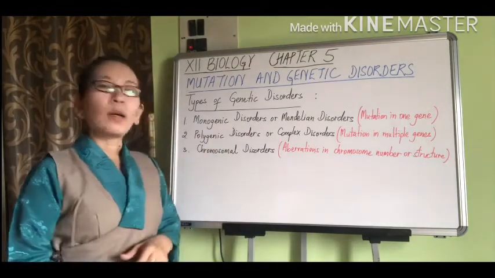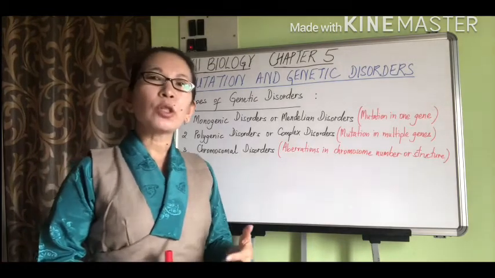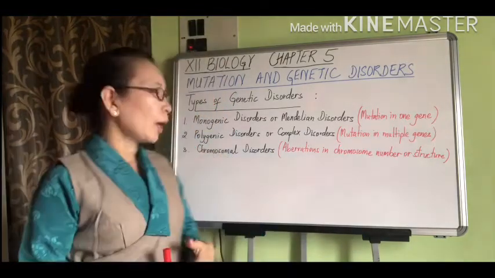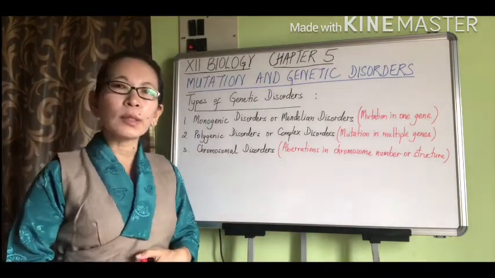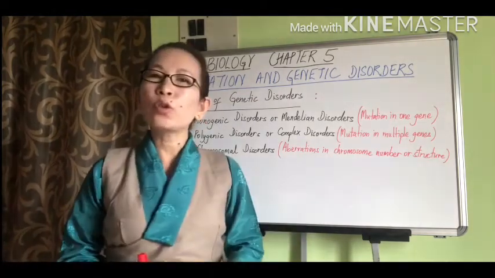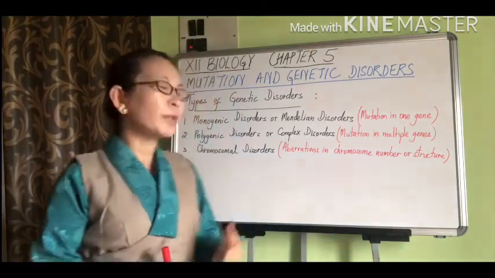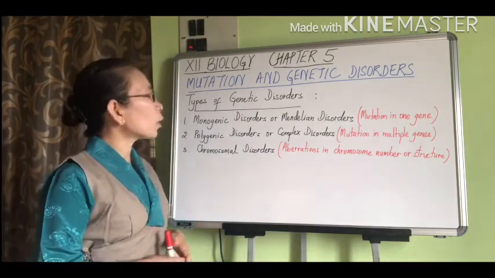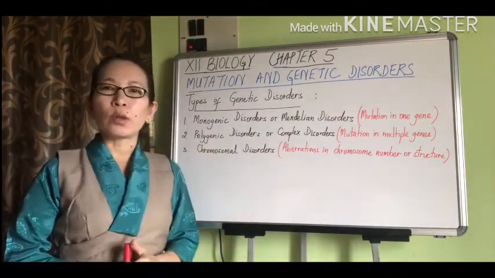The second type are known as polygenic disorders. Now, in this type of disease, there is a mutation in multiple genes, or there is mutation in more than one gene. That becomes polygenic disorders. And the third type are known as chromosomal disorders, which refers to all the aberrations or abnormalities in terms of chromosome number, or some kind of aberration in terms of chromosome structure. So collectively they are known as chromosomal disorders. Now, in this chapter, we will be focusing on Mendelian disorders or monogenic disorders and chromosomal disorders.